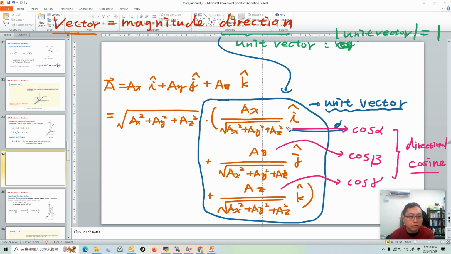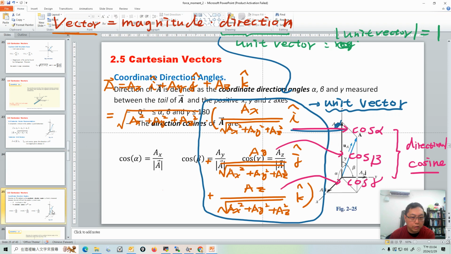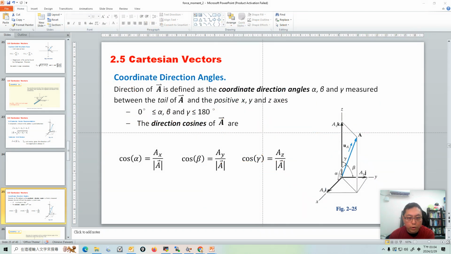Alpha is the angle between the vector A and the x axis. So let me see. Maybe I should change this here. Okay, let me temporarily close this off. So where are alpha, beta, gamma? The alpha angle is the angle between the vector A and the x-axis, beta is the angle between the vector A and the y-axis, and gamma is the angle between the vector A and the z-axis.